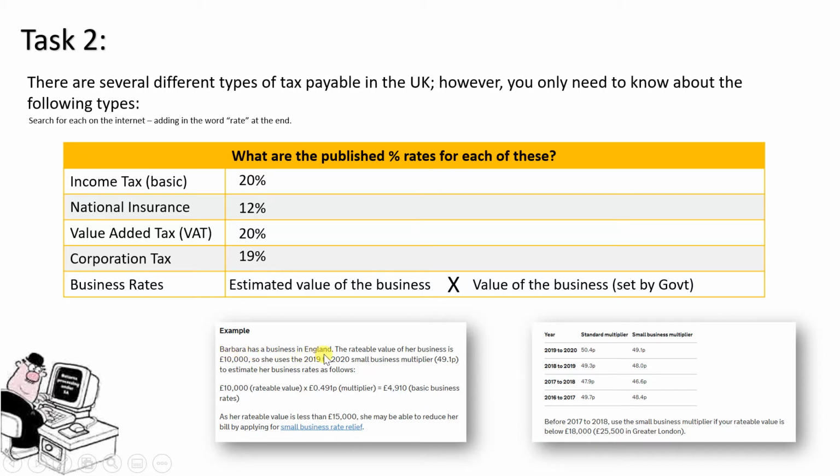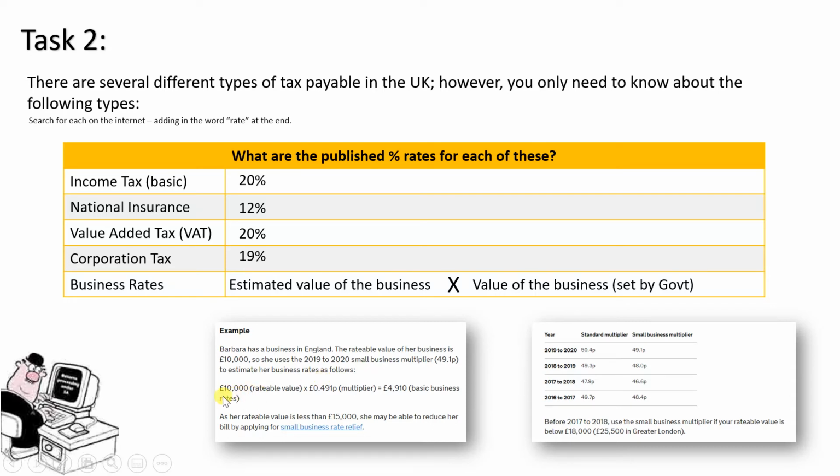Barbara has a business in England. The rateable value, well, the value of her business is £10,000. That means her business earns £10,000 a year. So she uses the 2019-2020 small business multiplier. Now don't worry about how to calculate what that is, that's something that the government set. So if we whiz over to the right hand table, you can see the small business multiplier on the top row, 49.1 pence, as you can see. And she uses this to estimate her business rates as follows.